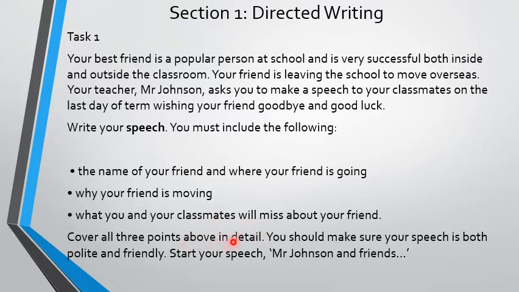You're going to cover all these 3 points in detail, and you're going to make your speech both polite and friendly. This is very important because this is not a serious, sober, formal speech. It is a speech where you are talking to your class fellows. You're going to start your speech as Mr. Johnson.